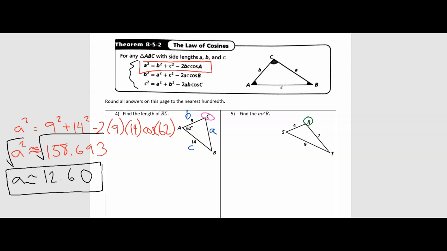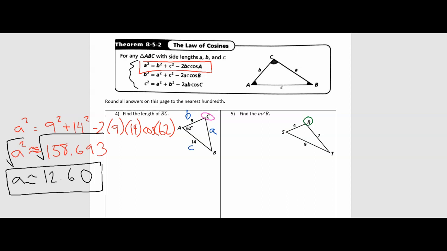I do want to do one more example where we're solving for an angle because the algebra does get a bit more tricky, and students tend to make their mistakes when they're solving for an angle rather than when they're solving for a side, like what we just did. So let's look at number 5.